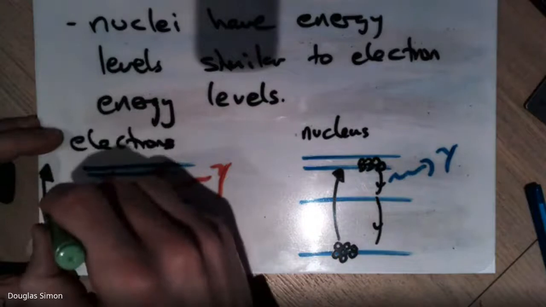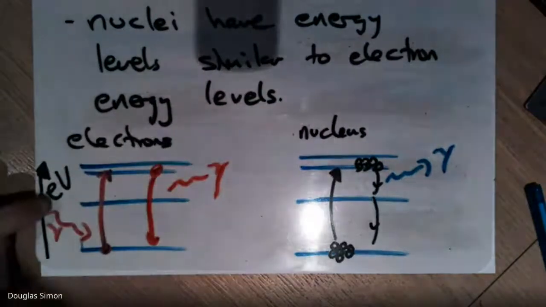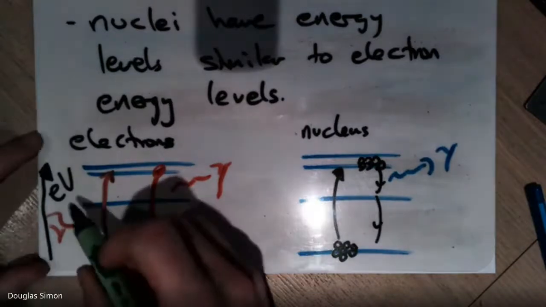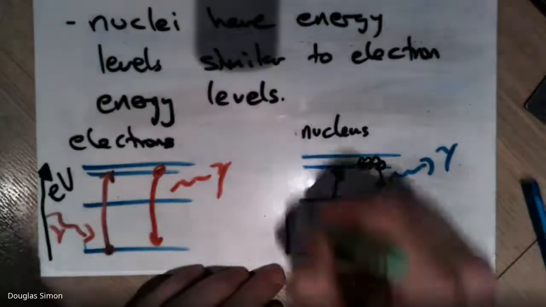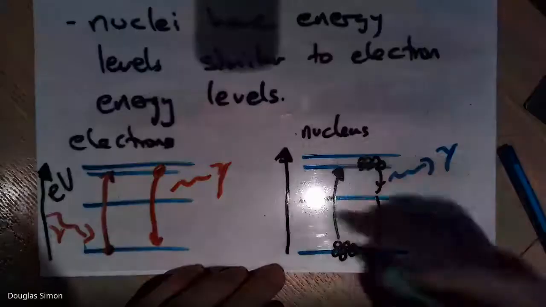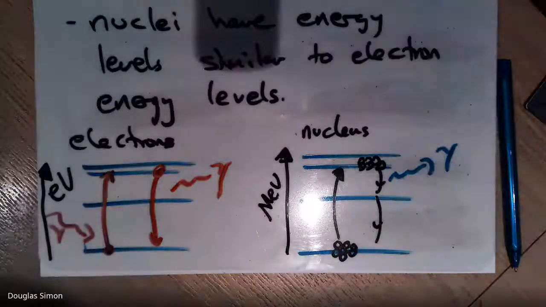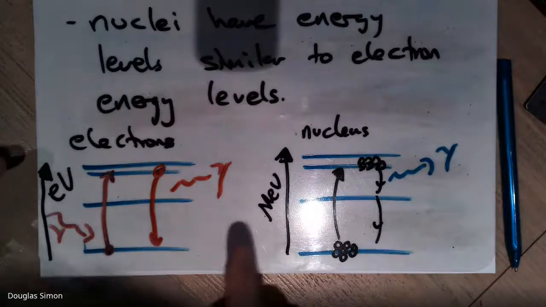Now, there's a couple of small differences in that if we're going to label the energy of the electrons, we're probably talking about electron volts, so times 10 to the minus 19 joules. If we're talking about the energy for the nucleus, we're talking about MeV, so 1,000,000 times greater than for electrons. So that is quite a big difference.